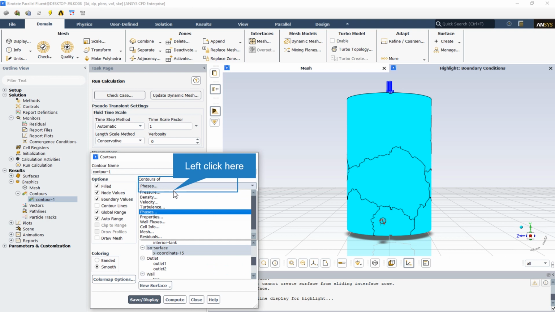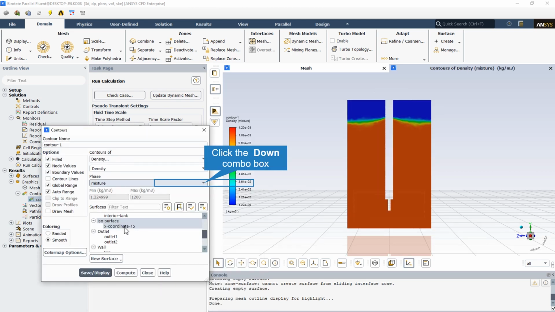From the contour section in the graphics of the results, we can display every desired two-dimensional contour on the plane that we have identified before, that is, the X plane at the middle of the mixer tank. Here is the mixture density contour.